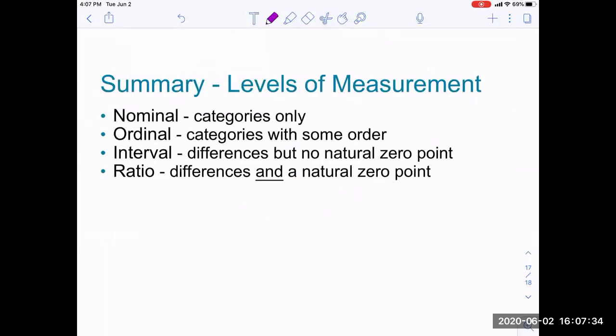So this is your summary. Notice we're adding a little bit. We add a little bit of order. Now we'd say that the differences have some meaning. And I think with the ratio, they should add that ratio has meaning. That's really the big test between it and interval. For instance, twice as long.